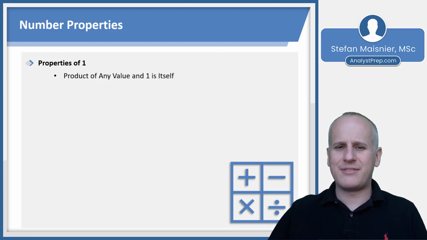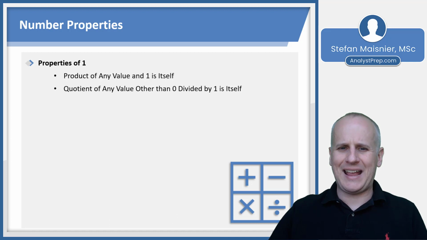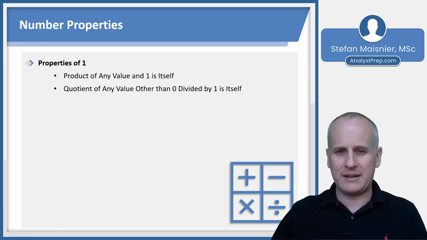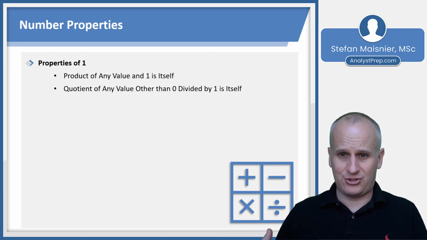So the product of any value and 1 is itself. So 12 times 1 remains 12. The quotient of any value other than 0 divided by 1 is itself. So it's just going to remain that thing. So if you had 12 divided by 1, it's 12. And it's just staying that way forever.